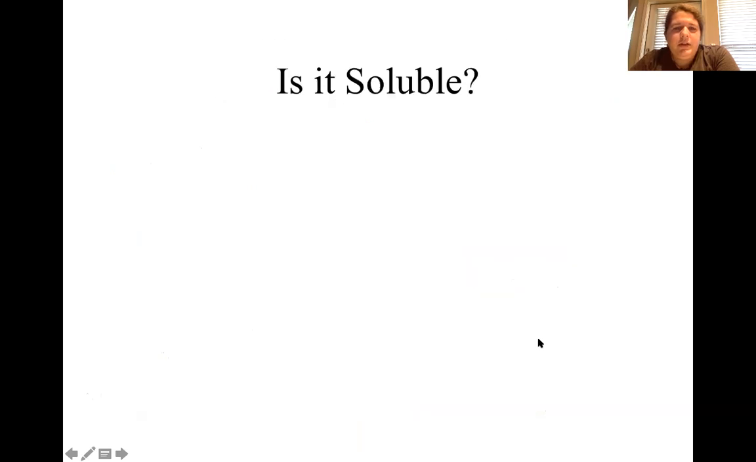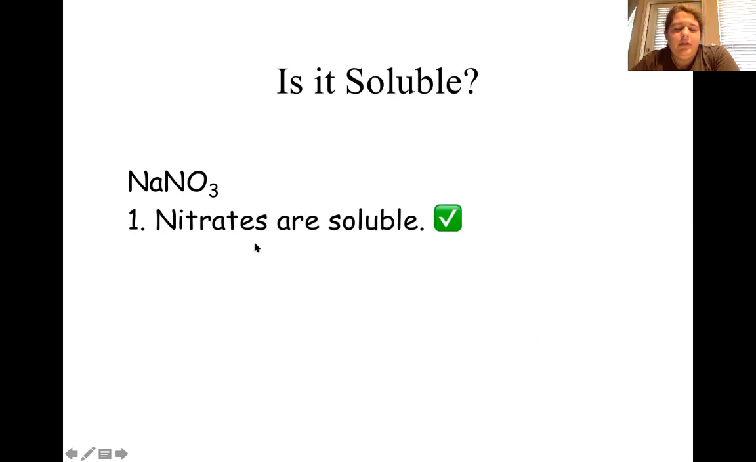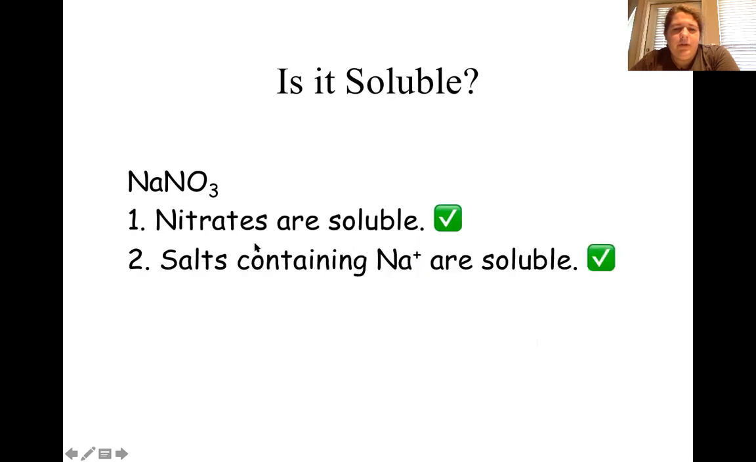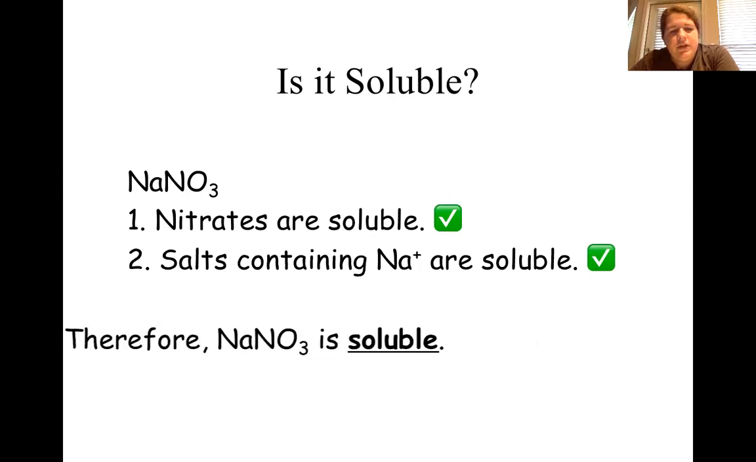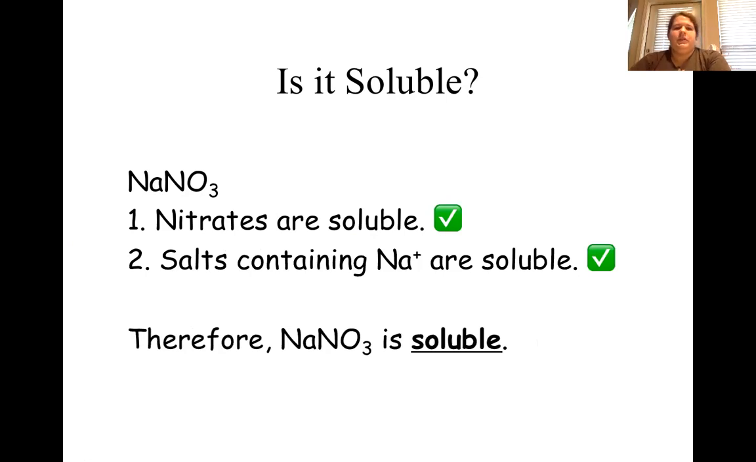So let's practice: is it soluble or is it insoluble? Sodium nitrate. If you recall, rule number 1 says that all nitrates are going to be soluble. So it's soluble. We also know that salts containing sodium are soluble, so that's an added bonus. So it is soluble.